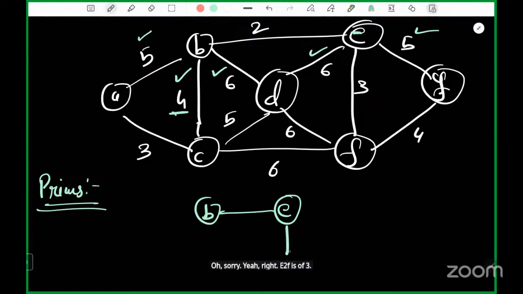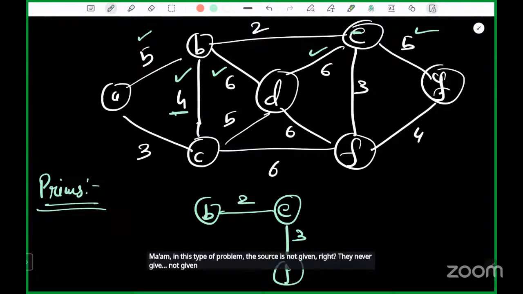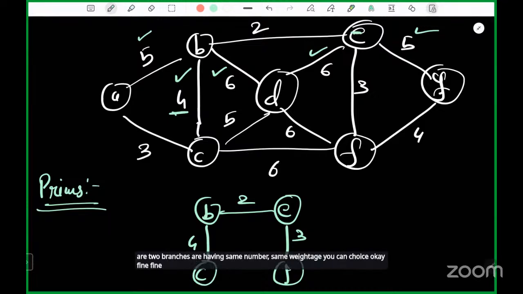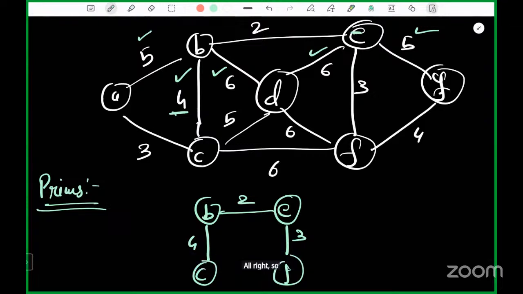Ma'am, in this type of problem, the source is not given, right? No. The source is not given. You have to take the minimum of the given weights. And if two branches have the same weight, then you have choices. You can choose any one of them. So here the next step will be to select the branch B to C.